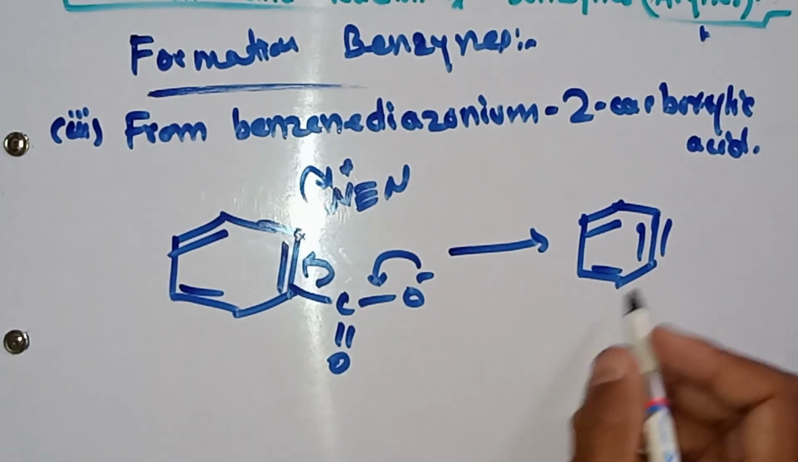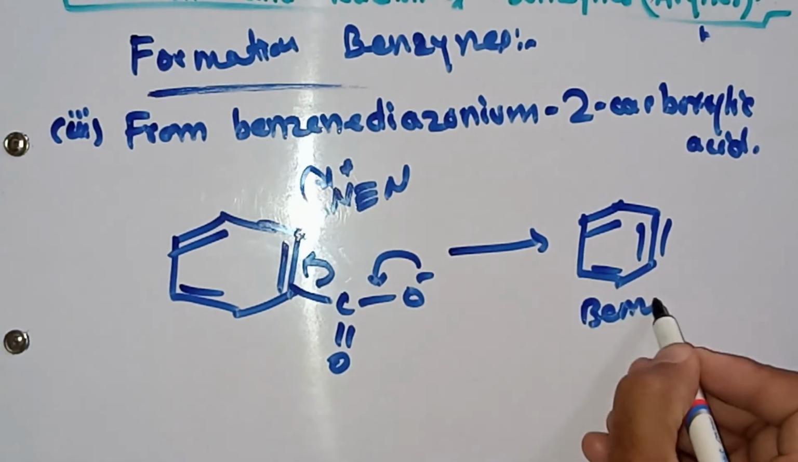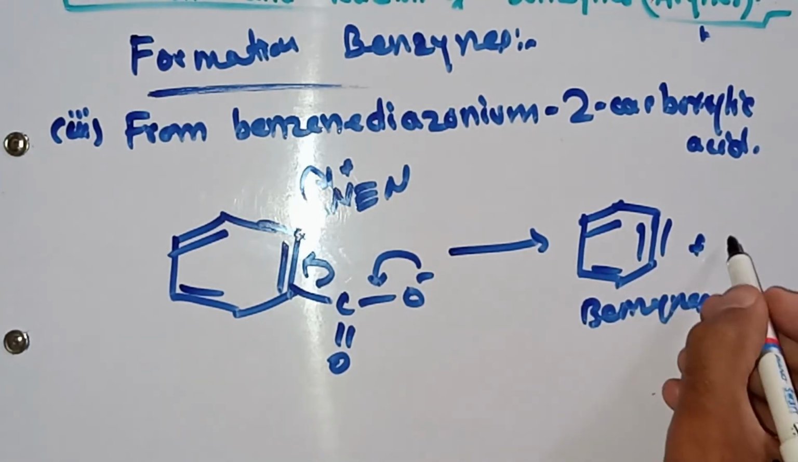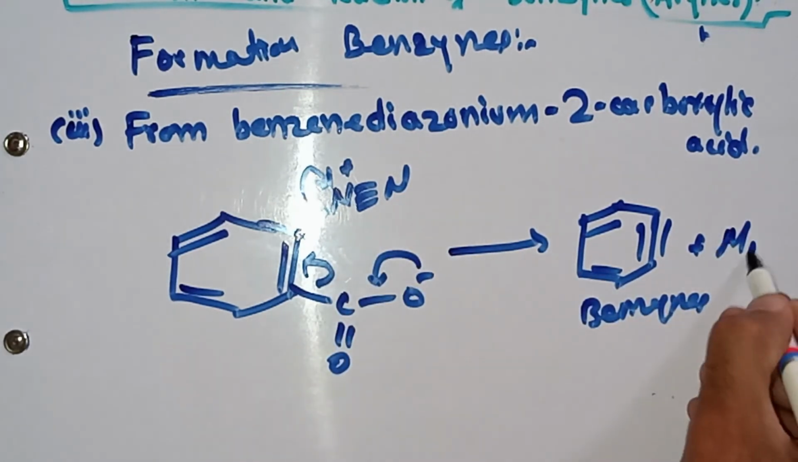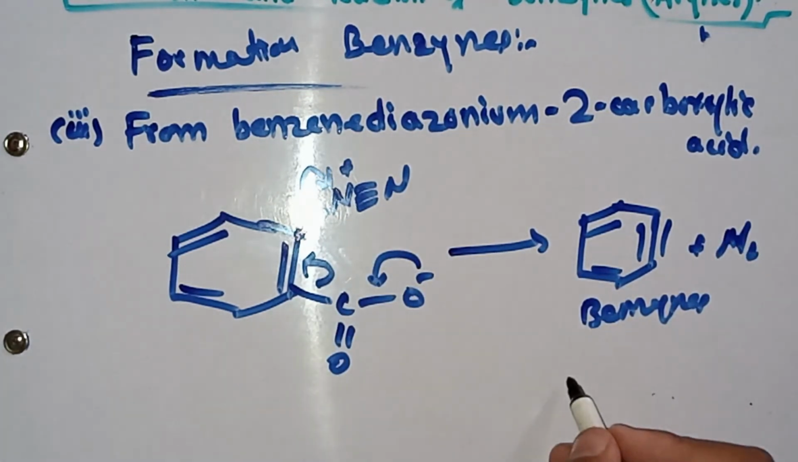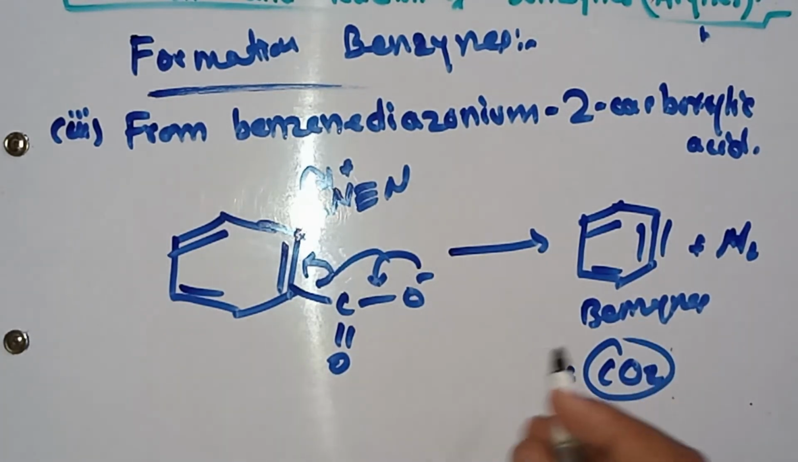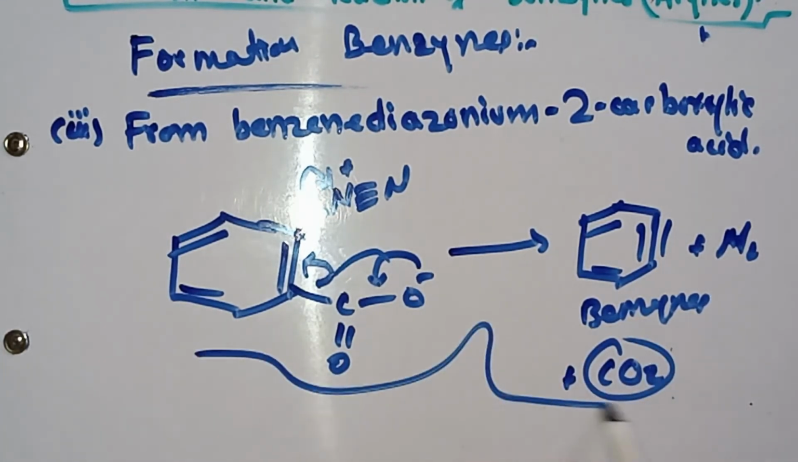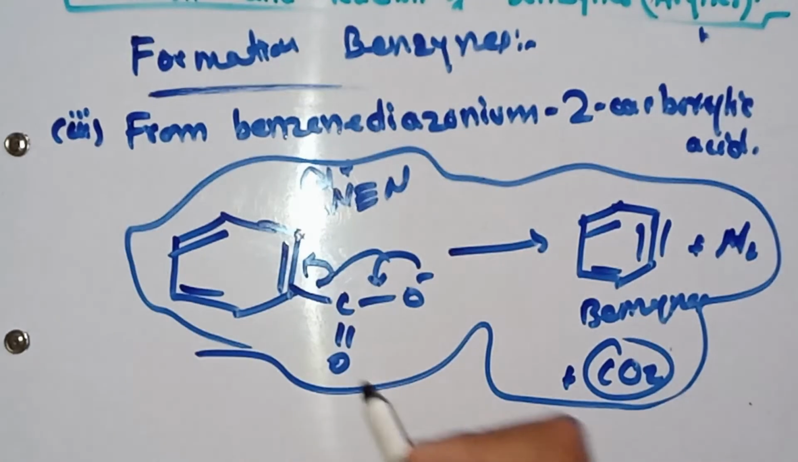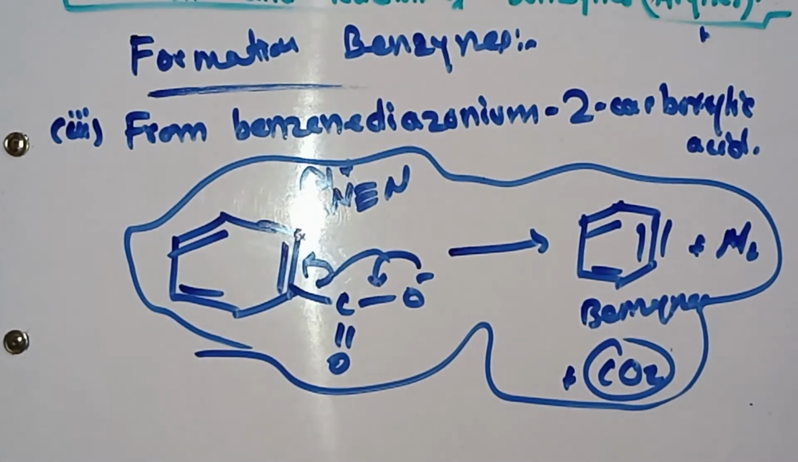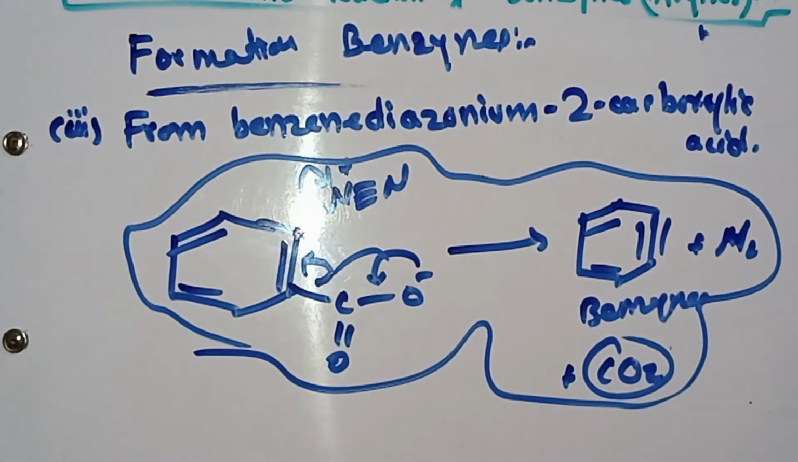That is benzyne plus one N2 molecule, a stable molecule, plus one CO2, a stable molecule, will form. This is CO2. So this is the formation of benzyne. I hope you will be clear. Very simple. Formation of benzyne is too simple. Is it clear? Okay, let's proceed to the topic.